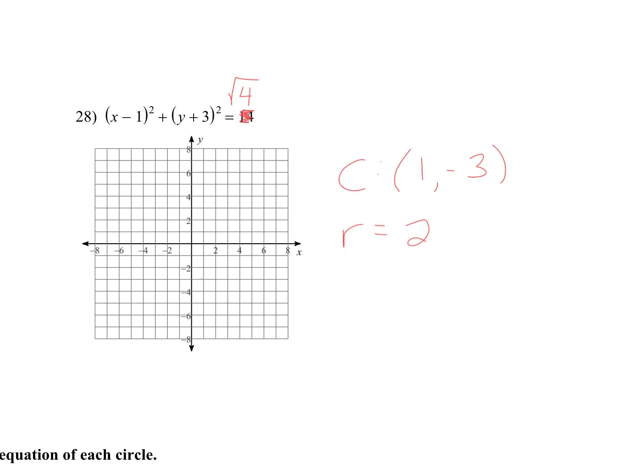So start with the center. 1, -3. Can I just go like this? No. Okay, what do I do to find the rest? Go 2 in each direction. Yep, and then draw your circle.